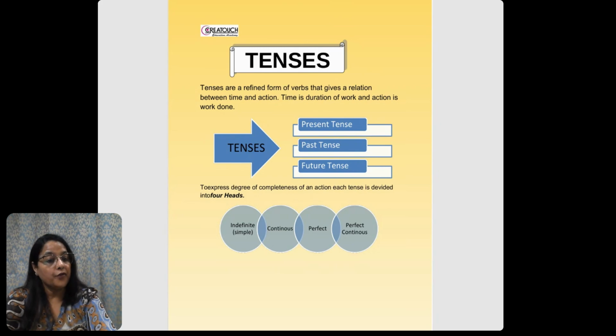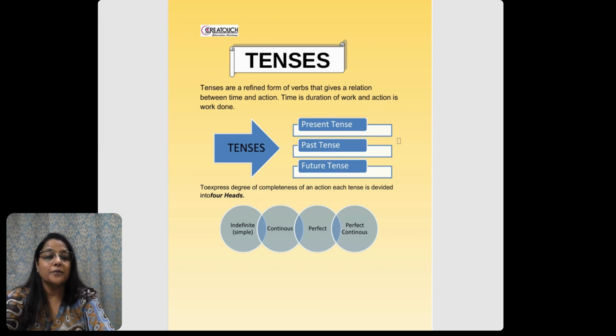Tenses is a refined form of verb. As you all know, what is a verb? A verb is an action word. We have different parts of speech in English: noun, pronoun, verbs, adverbs. Verb is an action word depending on the duration of the work as well as action.